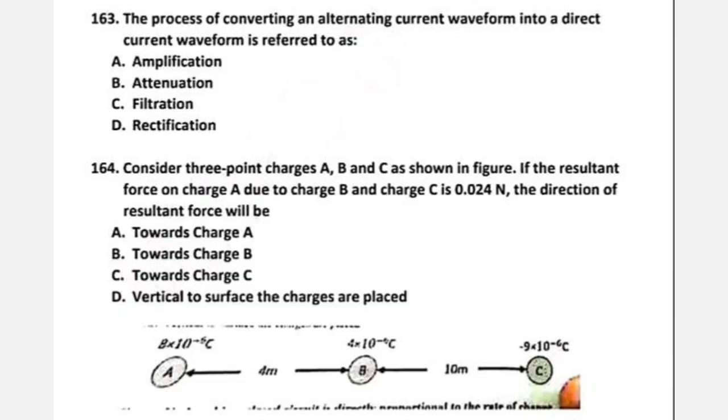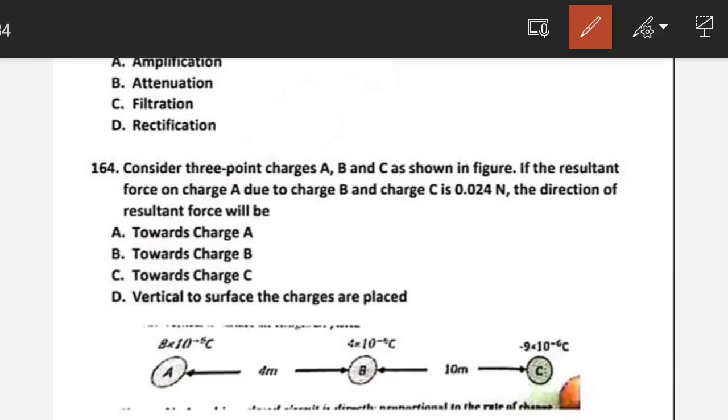Question number 163 is the process of converting an alternating current waveform into a direct current waveform is referred to as. Option A is the amplification, option B is the attenuation, option C is the filtration, option D is the rectification. So the correct option will be rectification because rectification is a process through which the AC current is being converted into DC current.